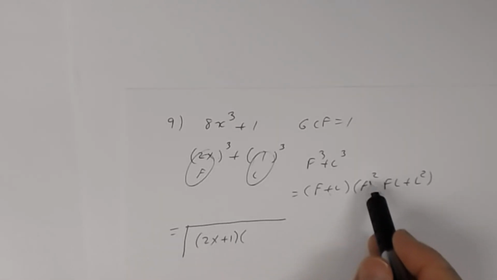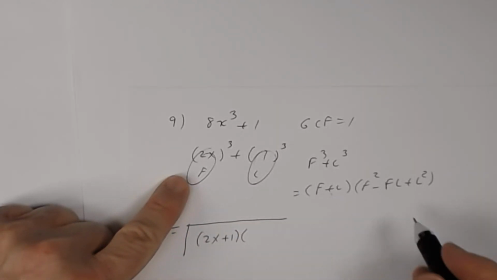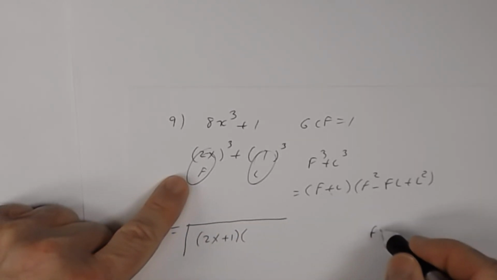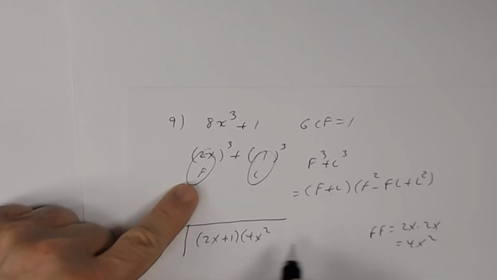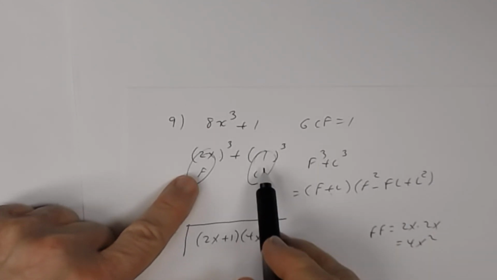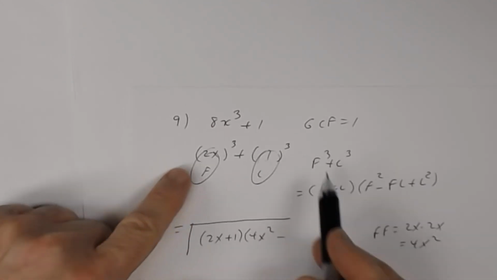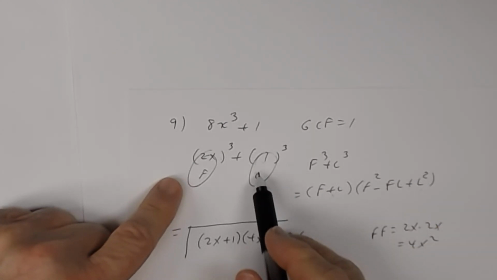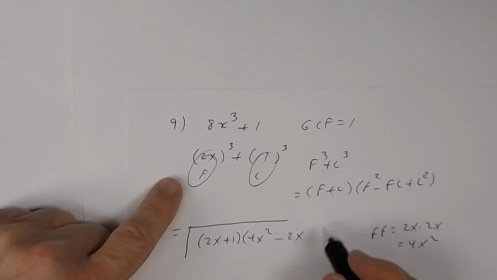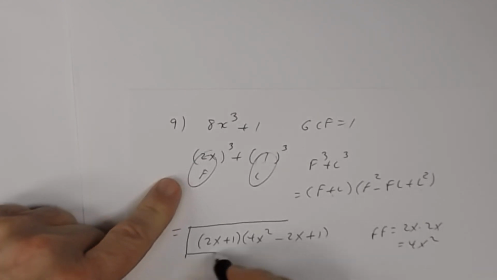times, and then you take F and you square it. Remember, F is 2x. F times F, so that's 2x times 2x, which is 4x squared. So that goes here, 4x squared. Minus, then I take the product of these, 2x times 1, 2x. Then I take the last and I square it. That's 1 times itself, 1 squared, so that's plus 1. And so there's the answer.